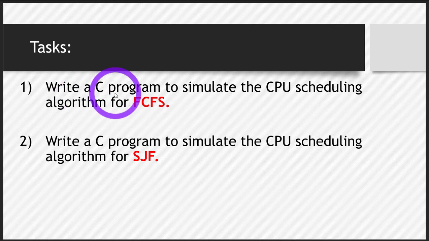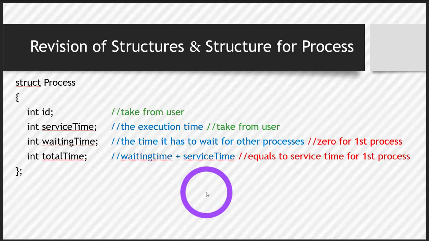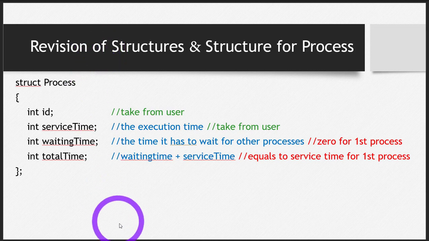we have to write a C program to simulate CPU scheduling for FCFS, and the same thing for SJF, shortest job first and first come first serve. Let's see how we will do it. And before understanding how we will do the tasks, first of all, let's have a quick revision of structures that you must have studied in any of your basic programming course in C++ or C.